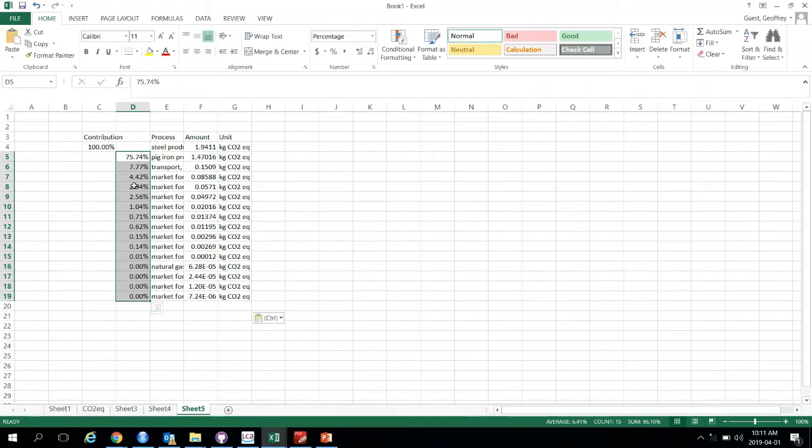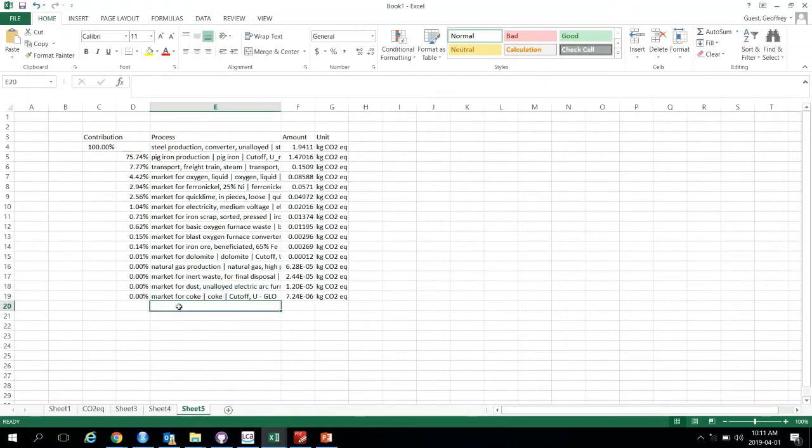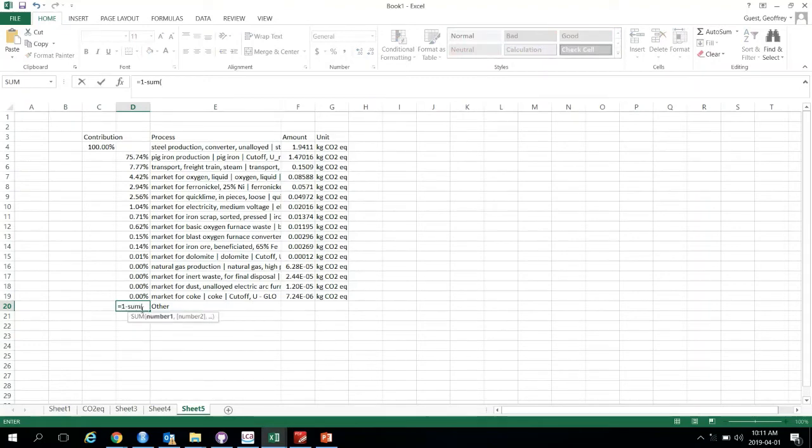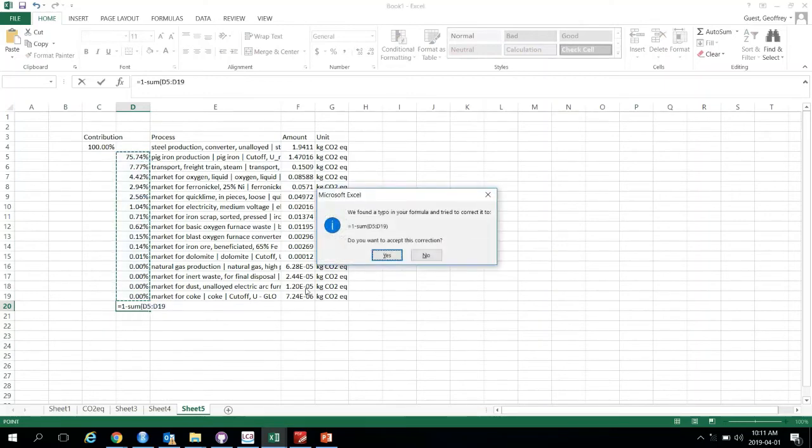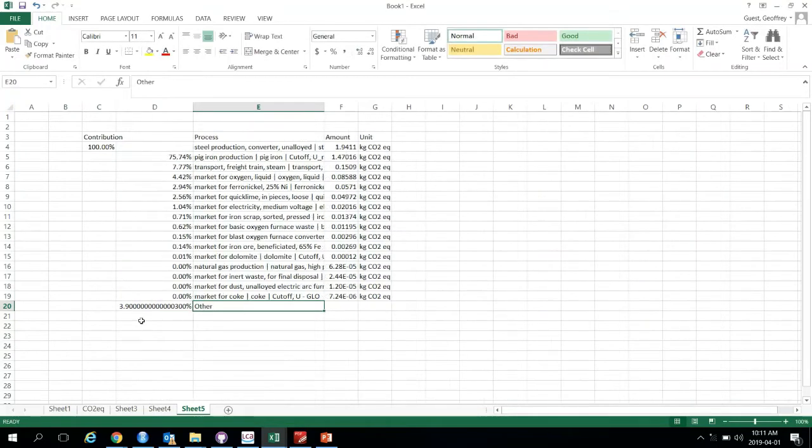So if you wanted to show at this resolution, this first tier resolution, the contributions, you'd have to add other, and then just go, this would equal 1 minus the sum of what's being shown here, like this, like that. So we see that there's about 3.9% missing.